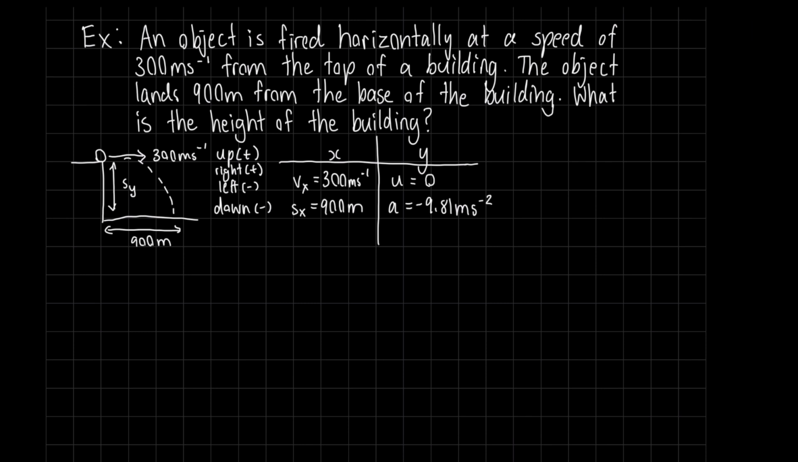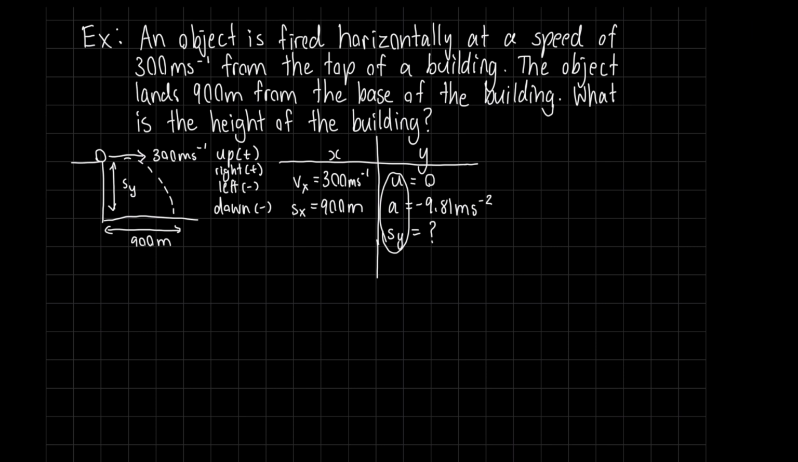All right, so we want to know the height of the building, so this would be SY. However, we might realize there's a problem already. We only have 3 units here, and we need 4 units, 3 knowns and 1 unknown, to use any of the kinematics equations at our disposal.